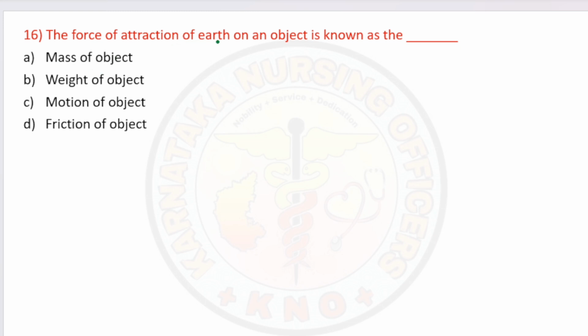The force of attraction of earth on an object is known as dash. Option A, mass of object. Option B, weight of object. Option C, motion of object. And option D, friction of object. So here, the force of attraction of earth on an object is called the weight of an object. Whenever a force is acting on any object like this, it is nothing but the weight of an object.